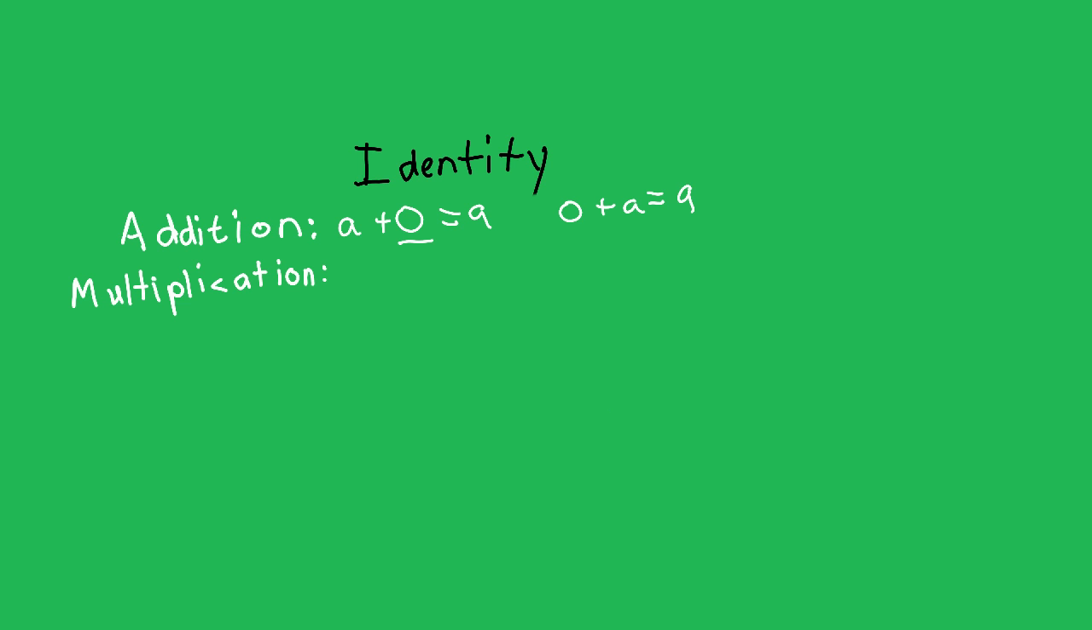And for multiplication, it's a times 1 equals a, and by the commutative property 1 times a equals a. What this tells us is 1 times any number is that same number, and 1 is the only number we can multiply to another number to get a result that is the same number.